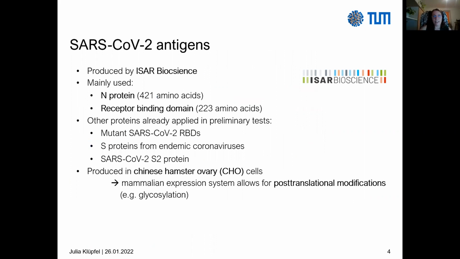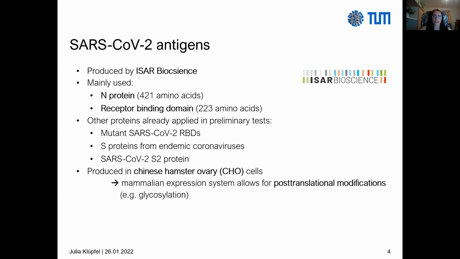And these are produced by a company that is located in Planegg. It's called ISA Bioscience. And the main proteins we got from them were the M protein of SARS-CoV-2 with 421 amino acids, the receptor binding domain with 223 amino acids, and they also produce some other proteins that are already applied in preliminary tests. So some mutant SARS-CoV-2 RBDs, the S proteins from some endemic coronaviruses, and the SARS-CoV-2 S2 protein. And these proteins are all produced in Chinese hamster ovary cells or CHO cells.